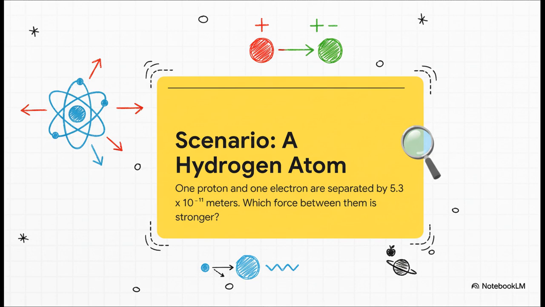Let's zoom way, way in to a single hydrogen atom. You've got 1 proton in the middle and 1 electron zipping around it. Now, both of these particles have mass, so gravity is pulling them together. But they also both have charge, so the electric force is pulling them together too. So the question is, who's winning this tug-of-war?